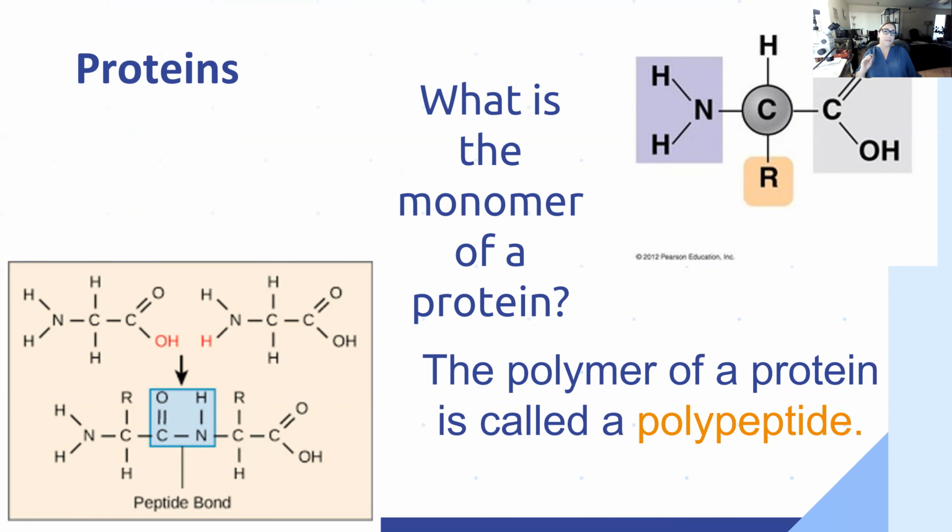Now, you've seen this molecule before when I was talking about dehydration and hydrolysis. So the monomer of a protein, let me move this box here. The monomer of a protein is an amino acid. So here is an amino acid. Remember that a monomer is not a single atom, it is a molecule.